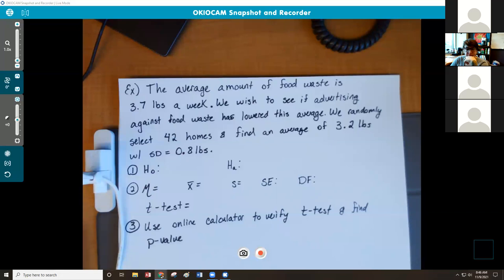Hey, Professor, where can we find that t-table? Oh, the one that I showed you guys? It's not going to be very useful because your t-test is going to be off the chart. But I will still put it in the chat for you. There you go. Thank you. You're welcome.